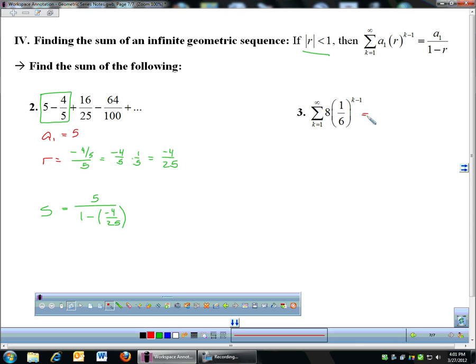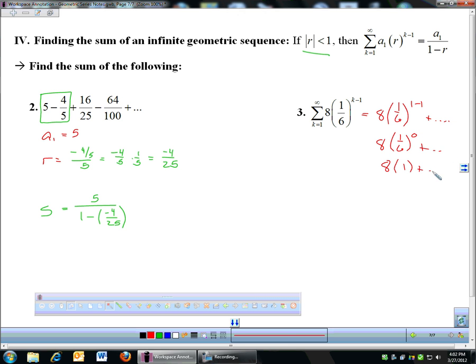I'm going to write out my first couple of terms just so I can see what a sub 1 is. If I plug in 1 for k, my first term starts with 1, so that's going to be 8 times 1/6 to the 1 minus 1. Plus, and then we'll keep going. But really, all I want to see is that first term. 1/6 to the 1 minus 1 is 0, and anything to the 0 is 1. So that's 8 times 1 plus some stuff, and my first term is just 8. So I can look at that now and say that a sub 1 is 8.